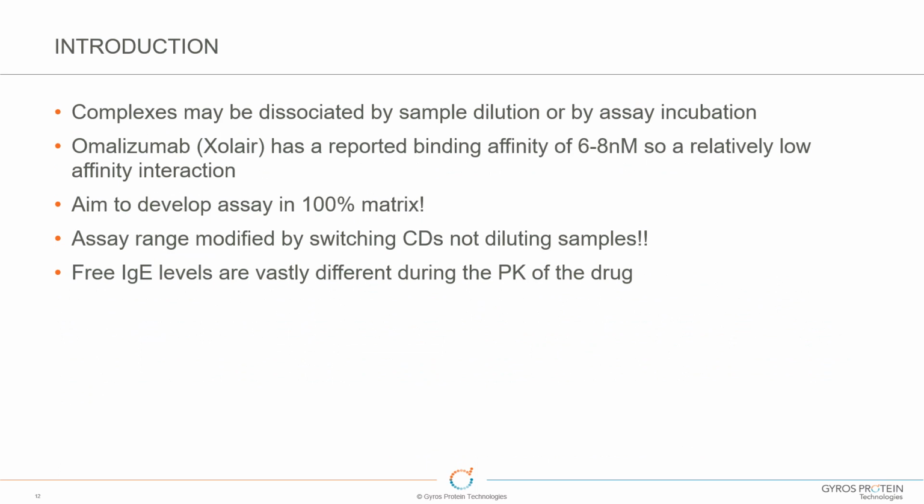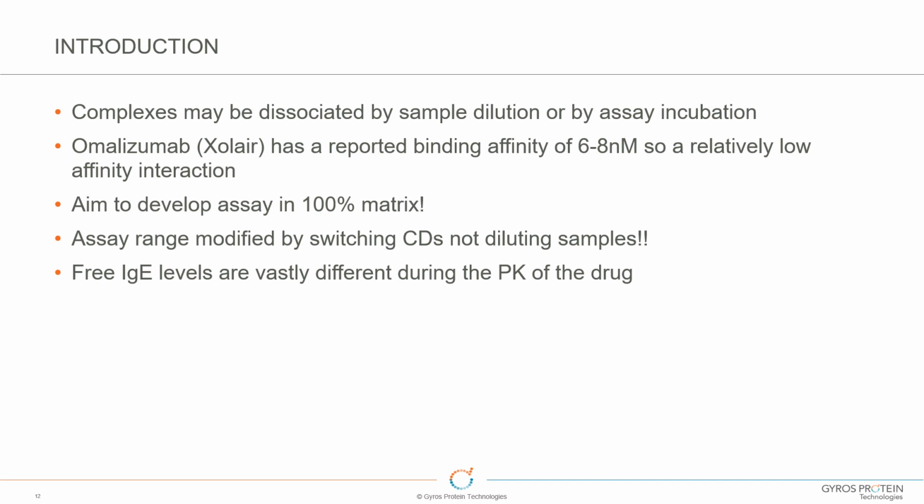The important part of XOLAIR, or omalizumab, and IgE interaction is that the literature has reported binding affinity in the nanomolar range. So it's a relatively low affinity interaction. Therefore, potentially complexes may be dissociated by sample dilution or sample incubation. So the aim in this case was to develop an assay in 100% matrix. By analysing in 100% matrix, you're avoiding causing any dissociation by diluting the sample.